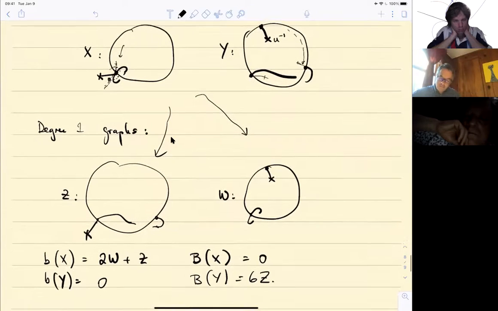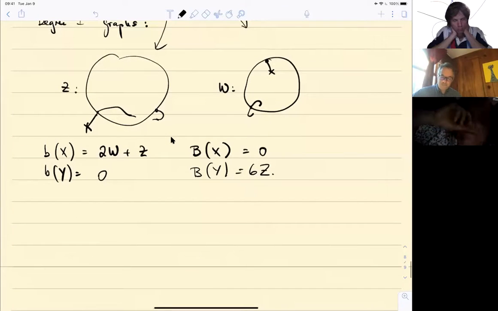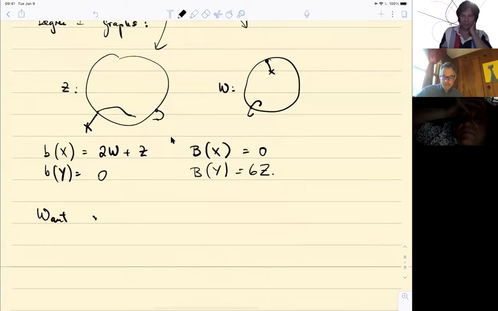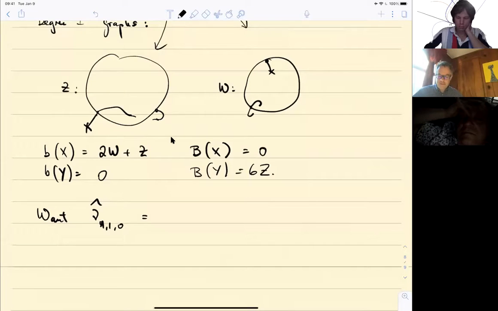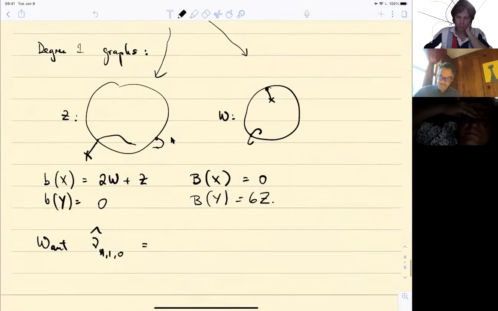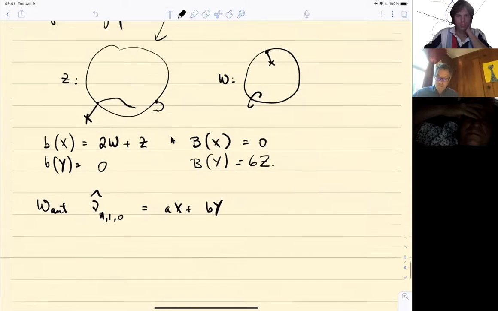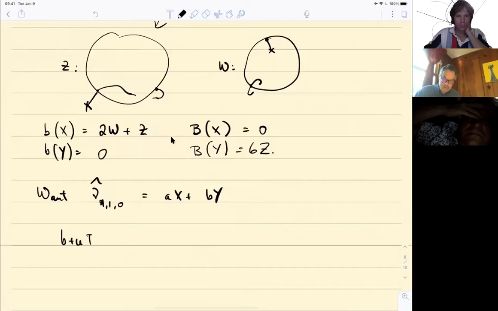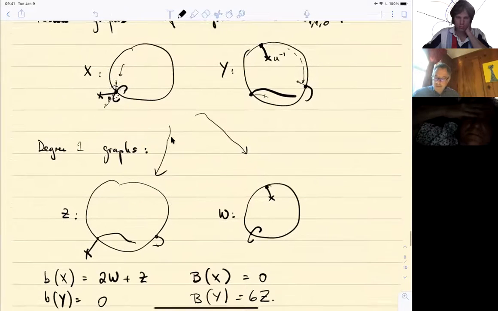Believe this for a second, even if you don't follow all the details. So now comes the big calculation. We want the vertex V110 hat to be some combination of this X and Y. There cannot be anything else because these are the only things of degree 2 in M110. And we want it to satisfy B plus UB of V hat 110 equals 1/2 times this ribbon graph Z.